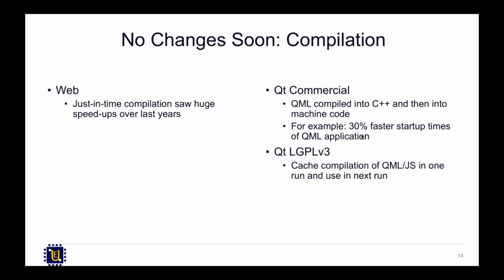Similar situation if you look at compilation. You probably all know that you can compile QML at compile time, so at build time. The QML compiler compiles QML into C++, and then you compile that C++ code into assembler code. And you do that during build time. And just by flicking a switch in QMake, you get 30% faster startup times for your QML application.